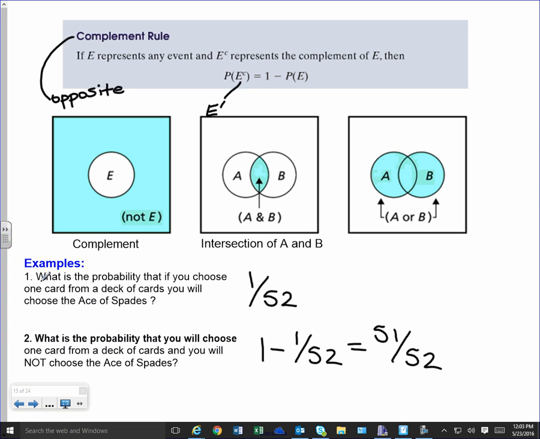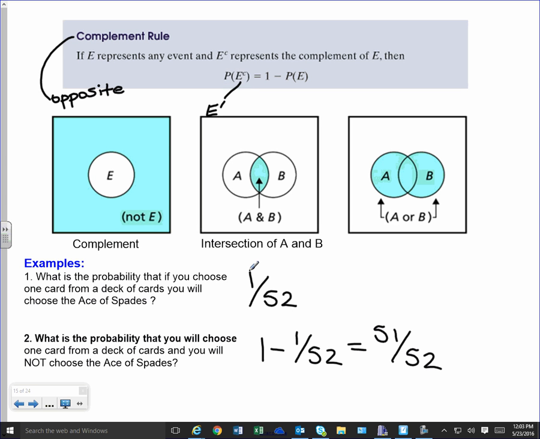So if we're doing a real application here, what is the probability that if you choose one card from a deck of cards, you will choose the ace of spades? Well, there's one card that is the ace of spades, right? There's 52 total cards, so we'd have 1 out of 52.